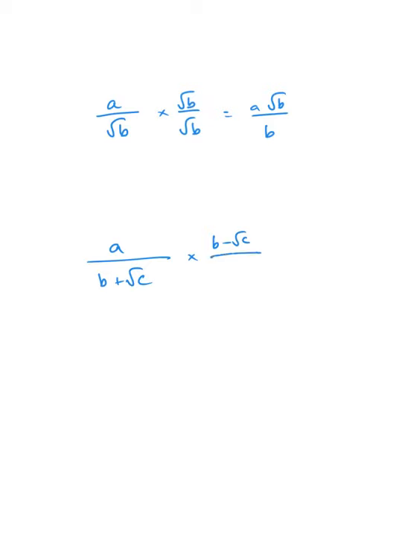So to summarise, if I have a over root b, I'm going to multiply by root b over root b to get a root b over b. And if I'm doing a over b plus root c, I'm going to multiply by b minus root c over b minus root c to get ab minus a root c over b squared minus c.